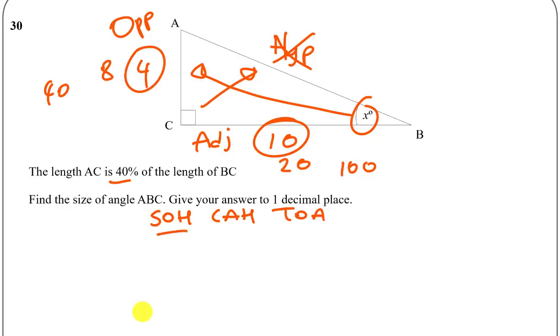So opposite and hypotenuse, no need to use that one. Adjacent and hypotenuse, we don't need to use that one. Opposite and adjacent, these are the two we're going to use. So we're going to use TOA. So we know we're finding an angle.